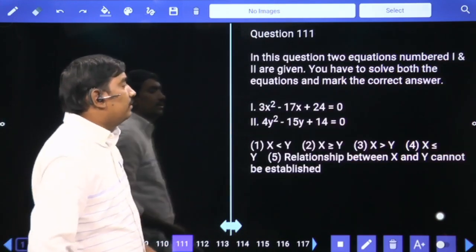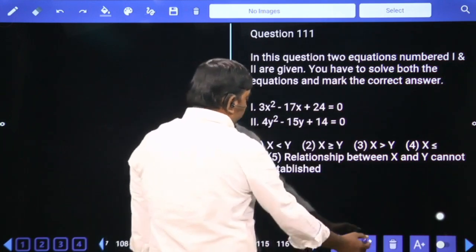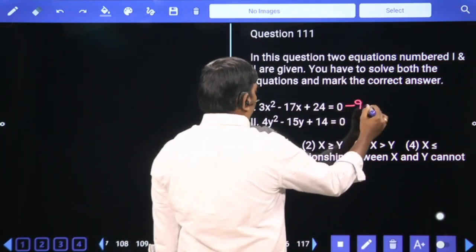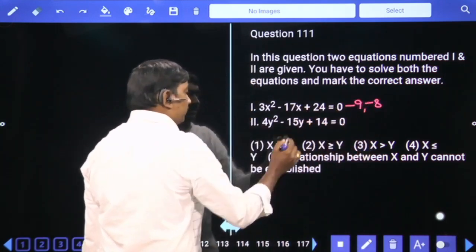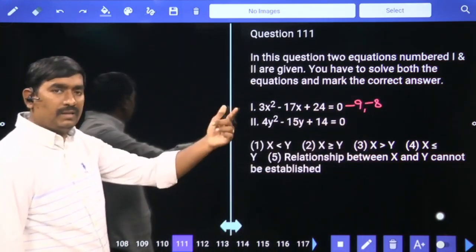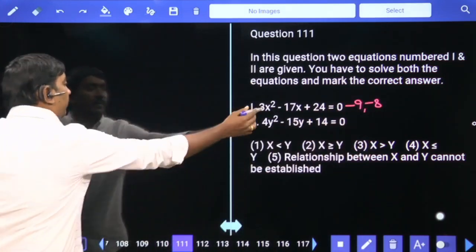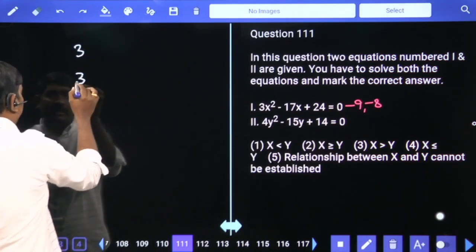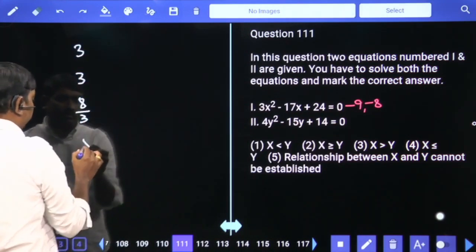Quadratic equations. 24 3s are 72, 9 8s are 72. Initially minus 9 minus 8 will give us minus 17. Finally plus 9 plus 8. 9 by 3 means 3, 8 by 3. X values.